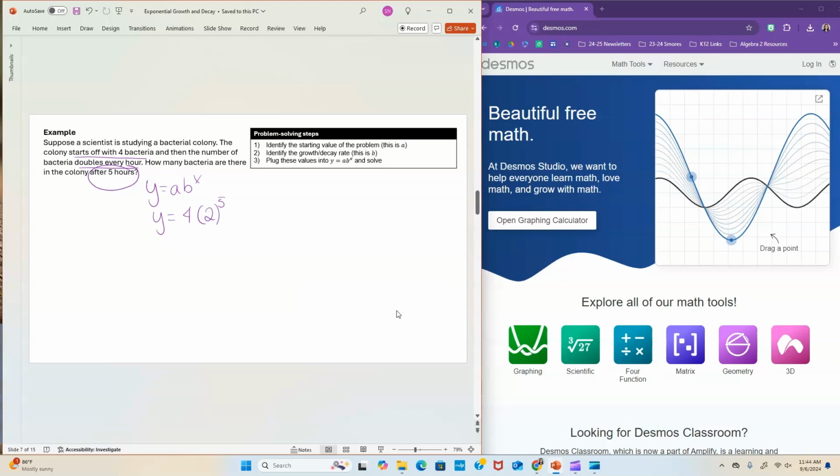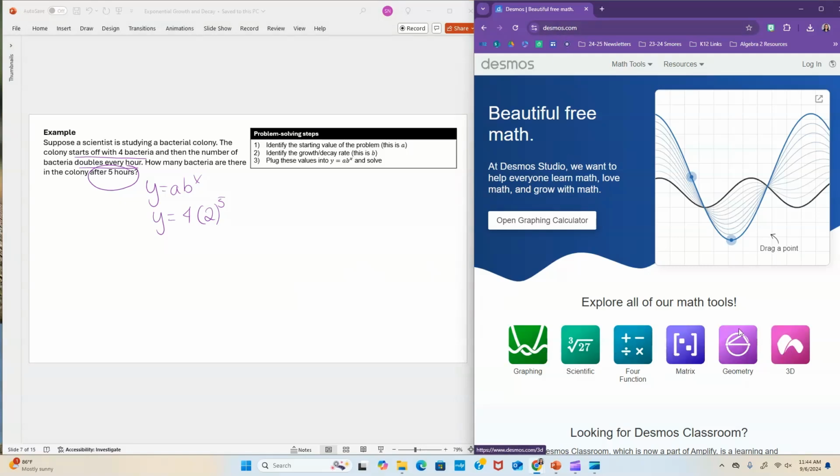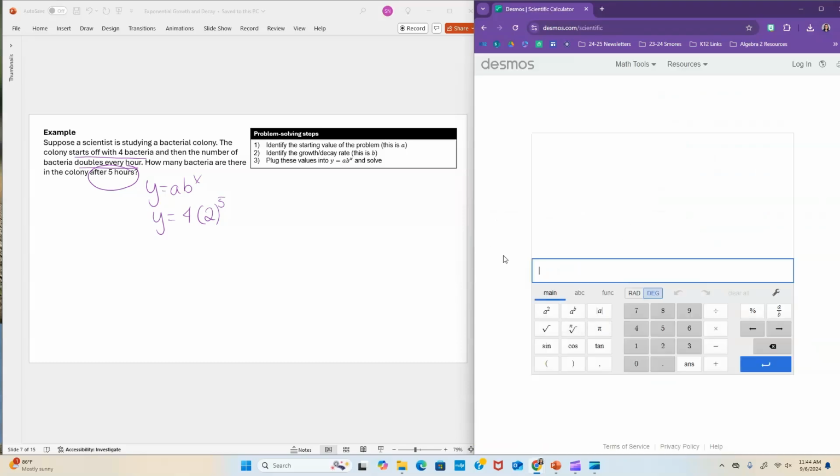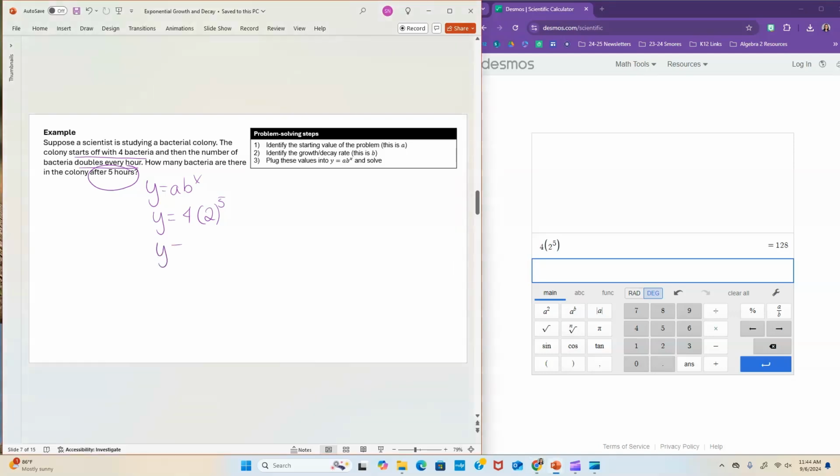So if you want to know how to type these in your calculator, it's a good idea to go to Desmos. If you go to desmos.com, you can pull up all these different calculators. And using the scientific calculator can be really helpful when you're working on these exponential equations. So I'm just going to type this in as 4 parentheses, 2, and then I use this little exponent right here, this a to the b to get the exponent. Then I type 5. To click out of the exponent to close the parentheses, and when I hit enter, it tells me that the value is 128. So in this problem, that's going to be y equals 128 bacteria.